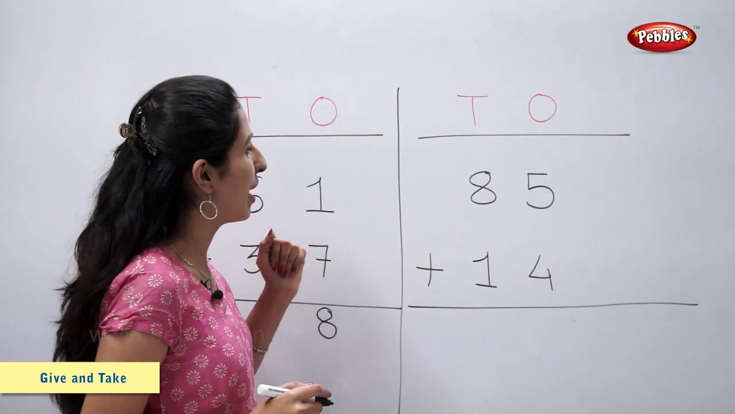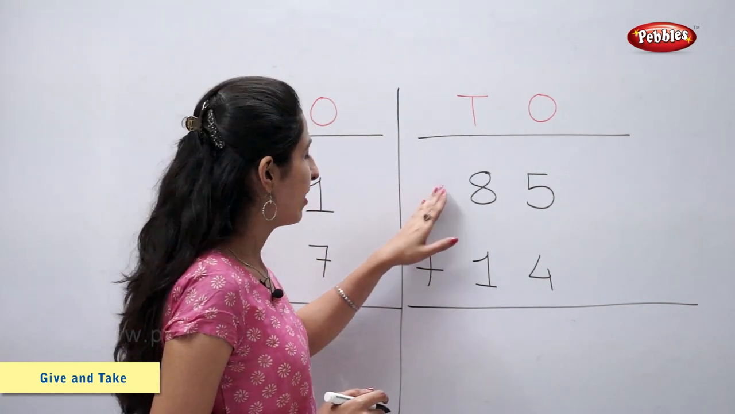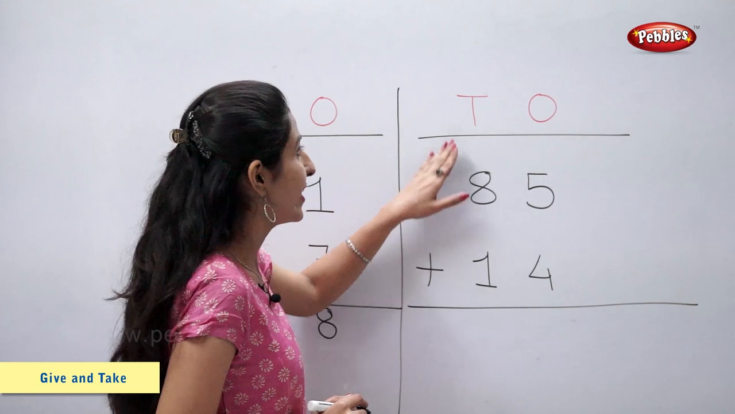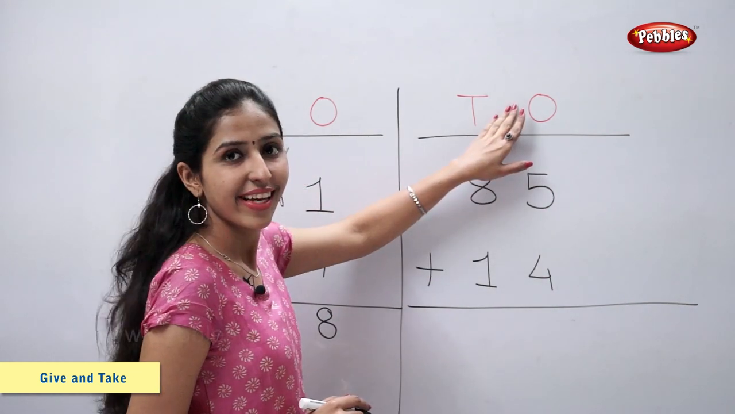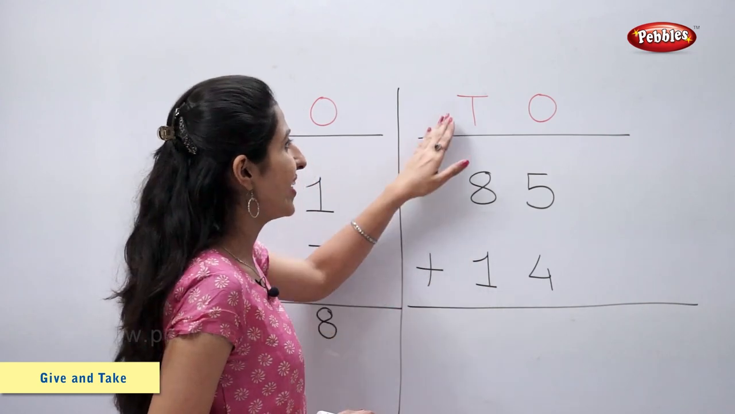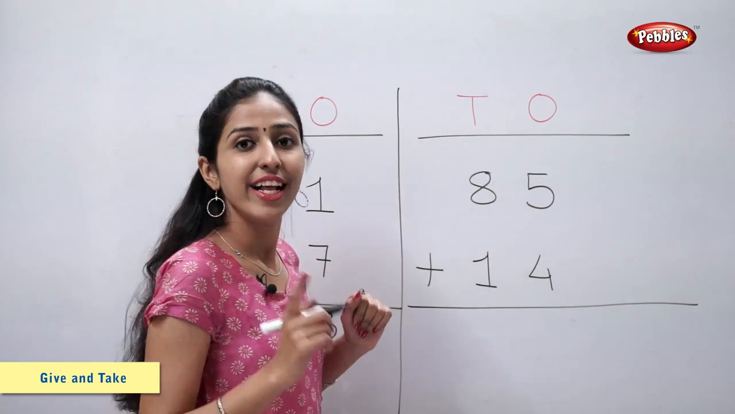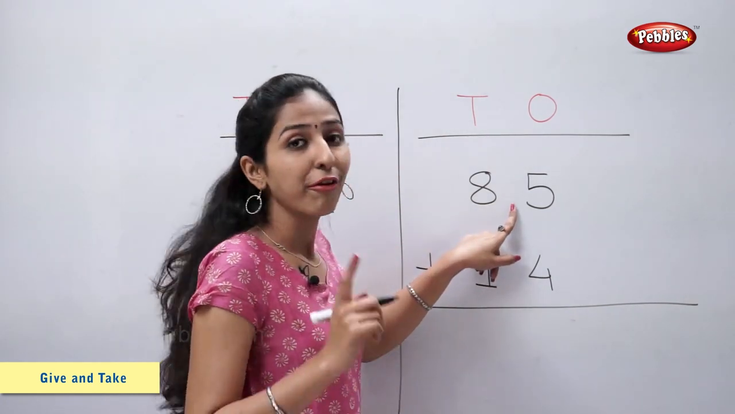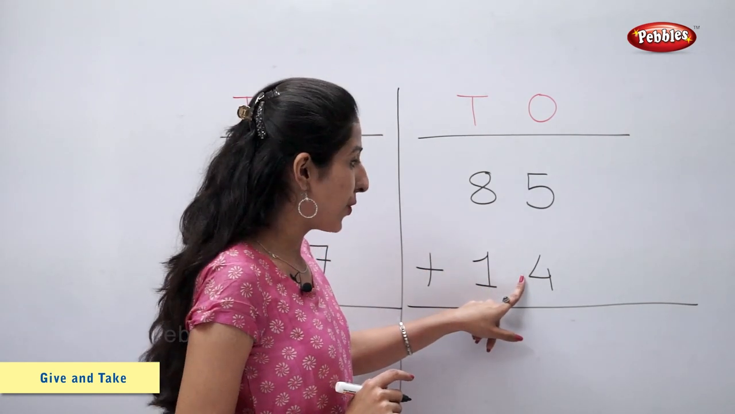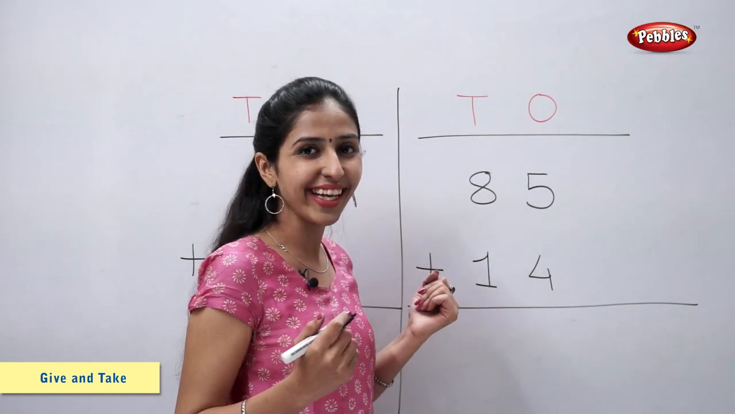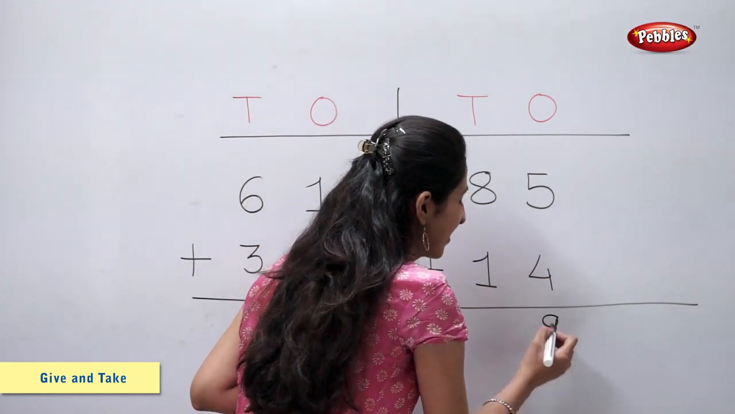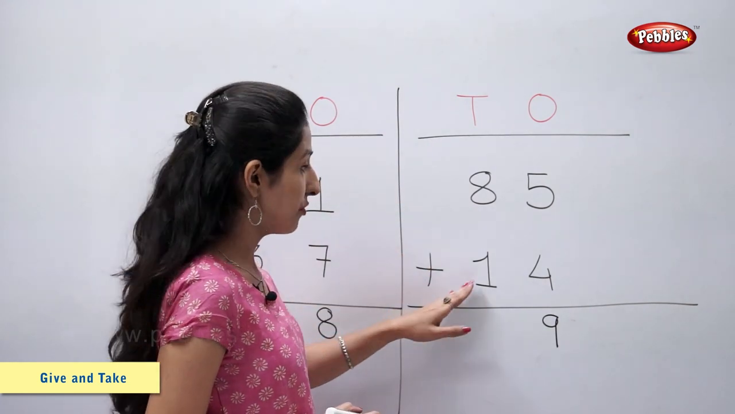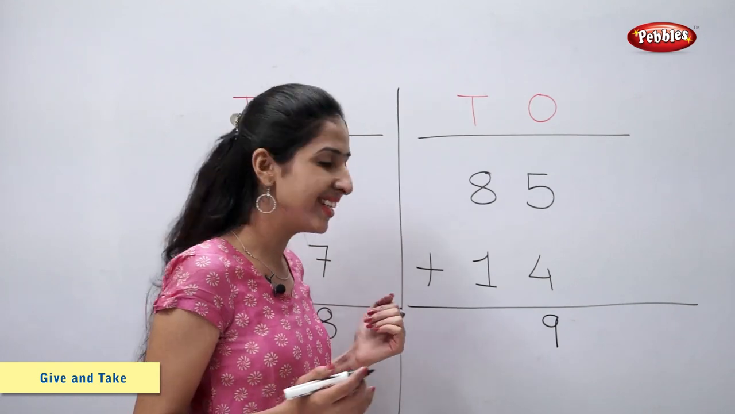Let's solve this example. 85 plus 14. 85 is 8 tens, 5 ones. 14 is 1 tens, 4 ones. Let's find the total. Let's add ones first. 5 plus 4 is equal to 9. Tens. 8 plus 1 is equal to 9.